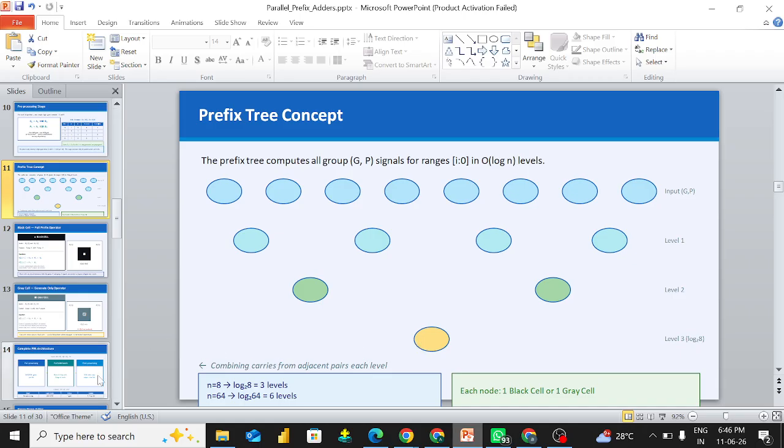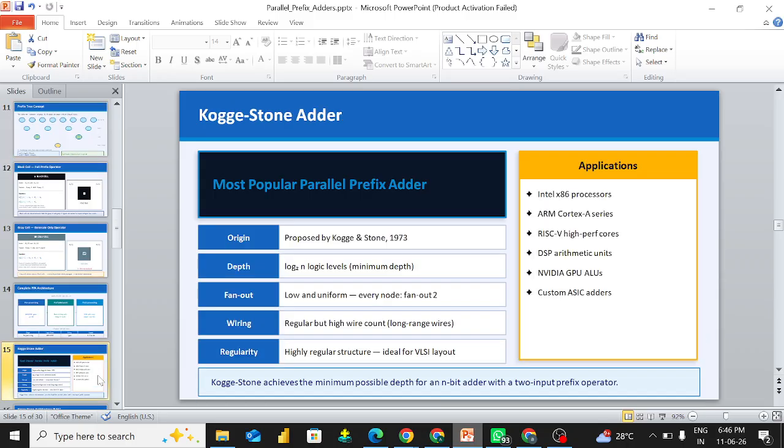Now these are the basic concepts you should know before starting Kogge-Stone adder. Kogge-Stone is the fastest PPA. Inside this adder, speed is the highest priority.